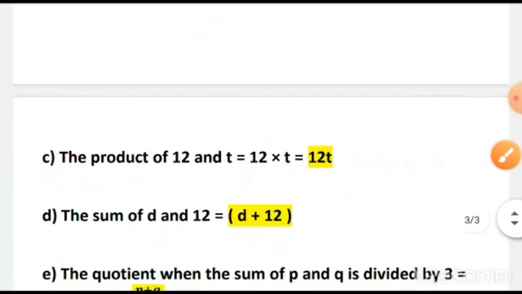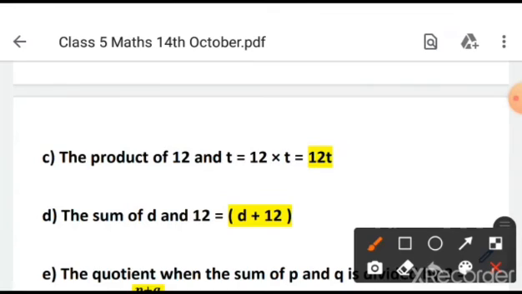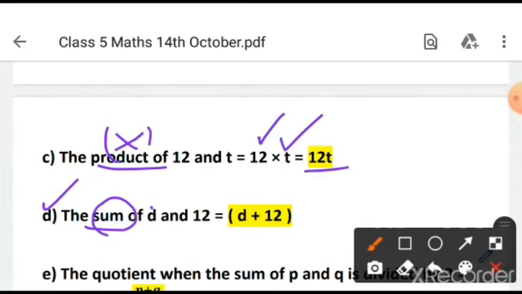Next is the product of 12 and t. So product stands for multiplication. The word product stands for multiplication. So you are going to write 12 into t. That is 12t. Next, the sum of d and 12. So here sum means plus. So you are going to write d plus 12.